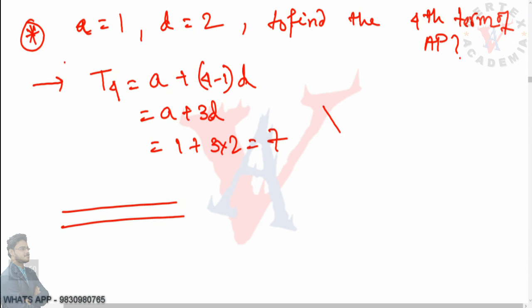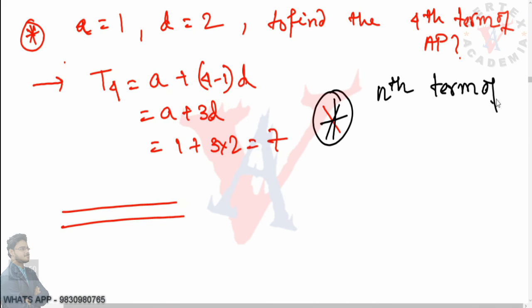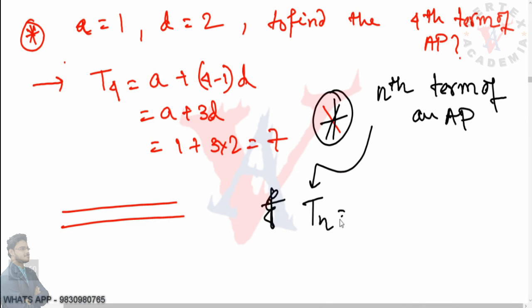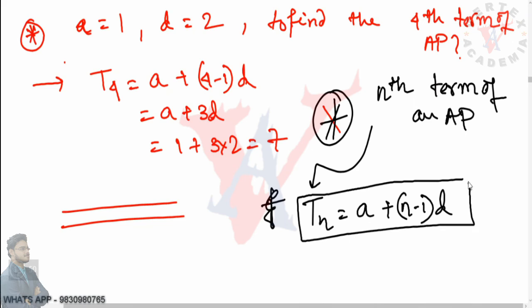The thing which you have to remember is that the nth term of an AP is Tn, which equals A, the first term, plus n minus 1 times D. This is very important. You just have to remember this, and the problems are basically only formula substitution, nothing more than that. Okay. So in the next lecture, I will discuss 5-6 problems with you regarding this nth term of an AP.